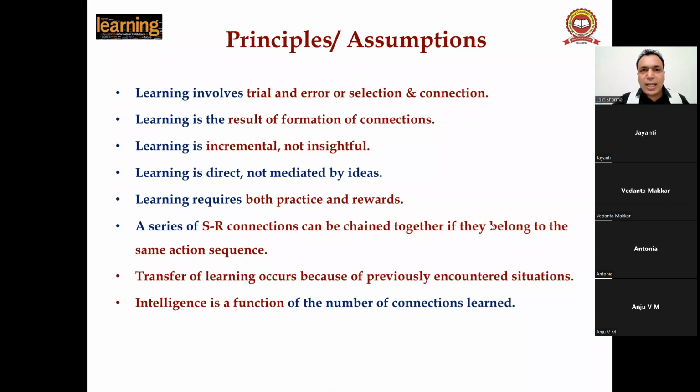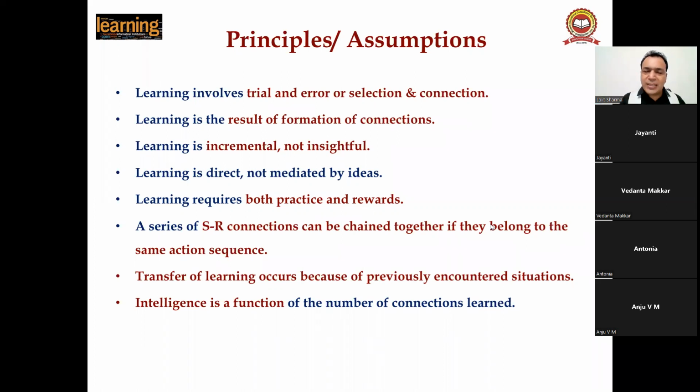Learning requires both practice and reward. He said that the more we practice, the more we will learn. You have heard one quotation, right, practice makes a man perfect. So learning requires both practice and reward. Even in English speaking, if you want to improve your speaking skill, you have to do practice. There is no other way, right? You can only learn speaking skill once you start practicing, right?